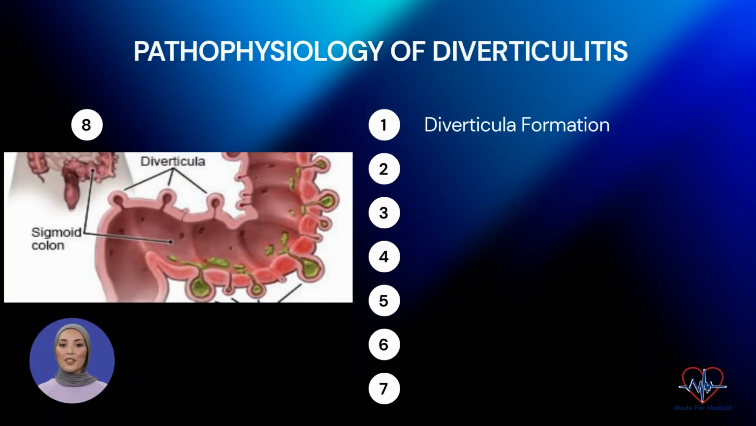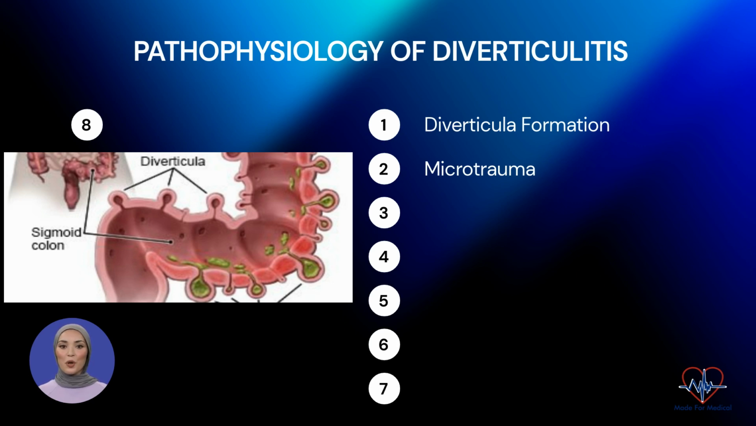Diverticulosis is a common condition characterized by the formation of small pouches called diverticula in the wall of the colon, particularly the sigmoid colon. The exact cause of diverticula formation is not fully understood, but it is believed to be related to increased pressure within the colon, leading to weakened areas in the colon wall. Once diverticula are formed, they can become susceptible to microperforation or microtrauma.